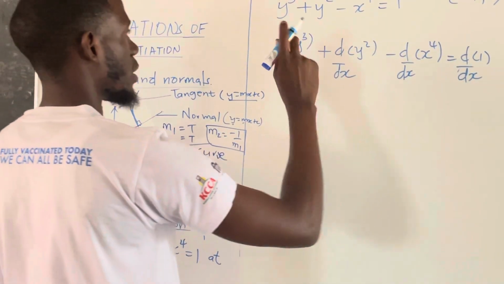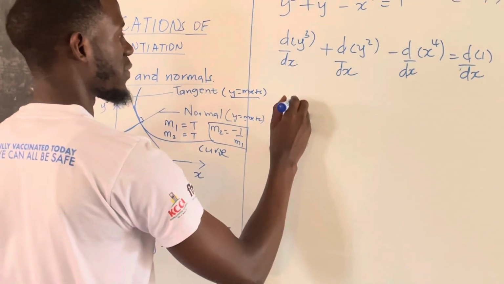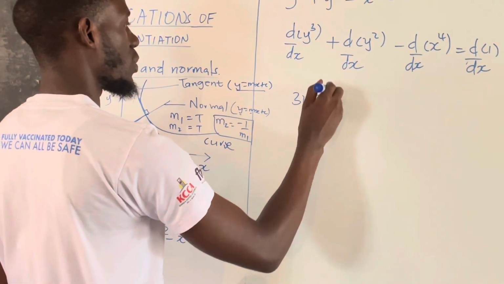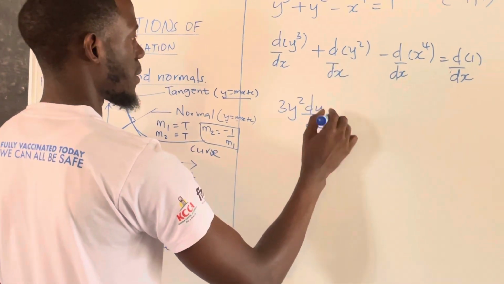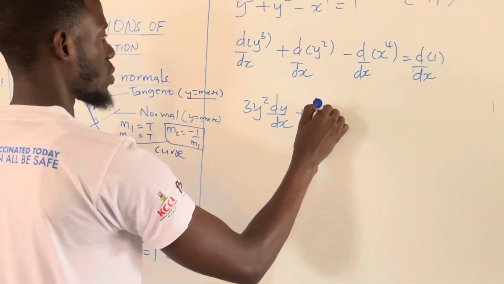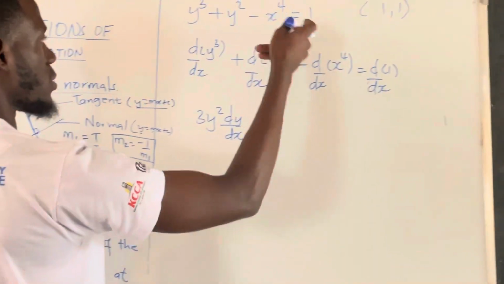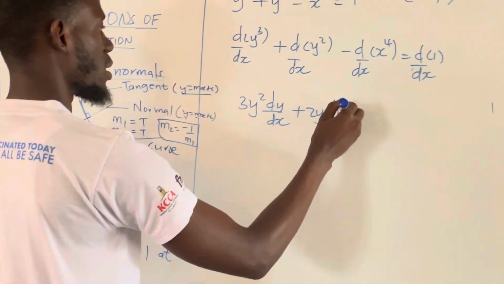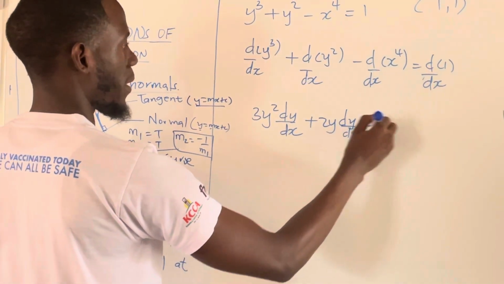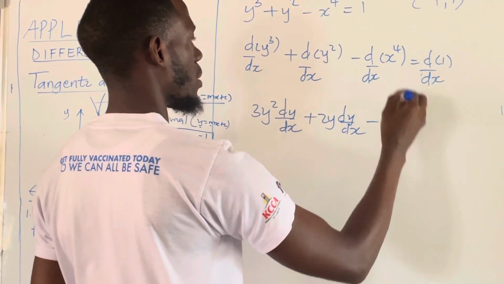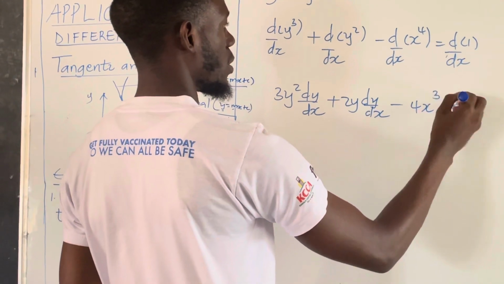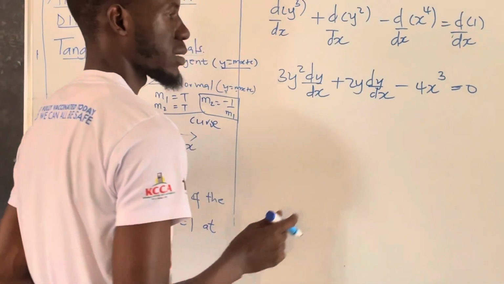When we differentiate y cubed, we shall have 3y squared, but we are differentiating y with respect to x, so dy/dx stays, and then plus 2y dy/dx, we drop the 2 and reduce the power by 1. This is minus 4x cubed. This is equal to 0. If you differentiate a constant, you get a 0.